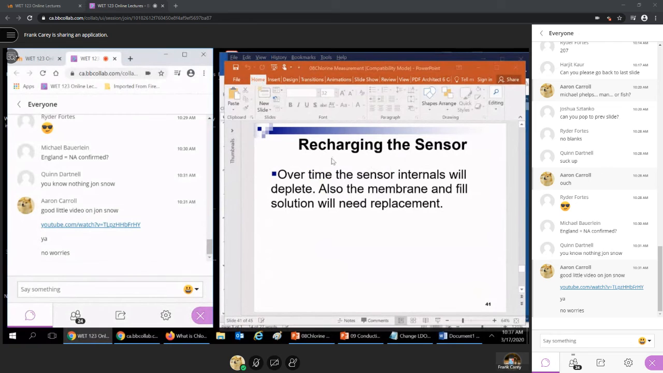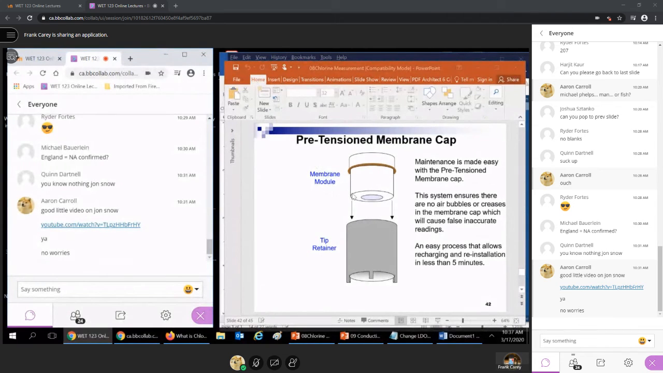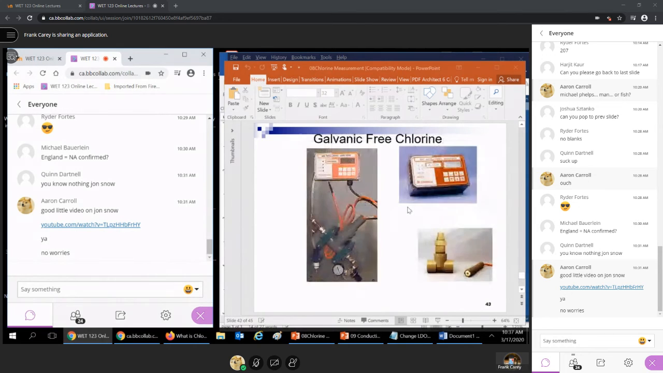Again, over time, you do have to replace the solution inside both units, polarographic and galvanic. The anodes, and especially the anodes, do wear off. The membranes can wear off. Usually, with these sensors, it's just a pre-tension sort of fit. You slide it up. You still have an O-ring on there, but you may have to unscrew and screw in the membrane, just like with the DO sensors.